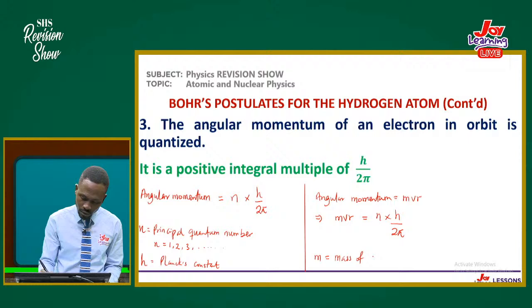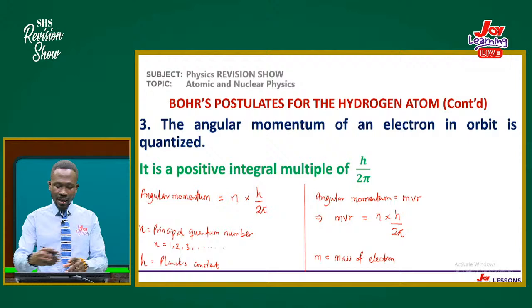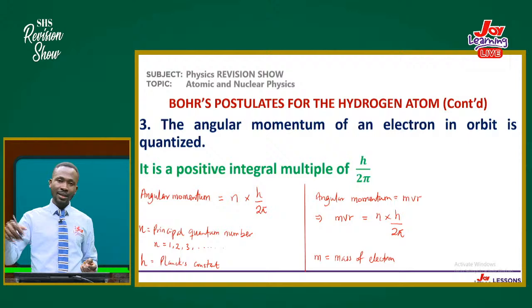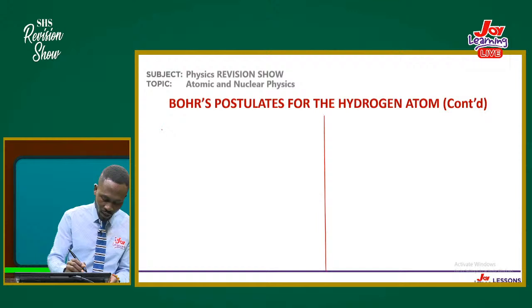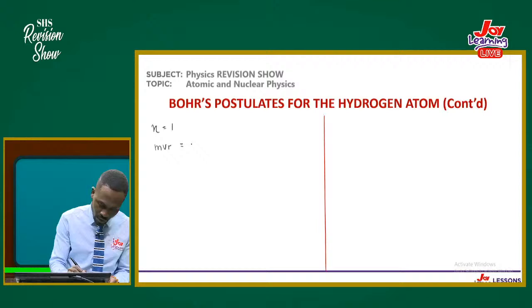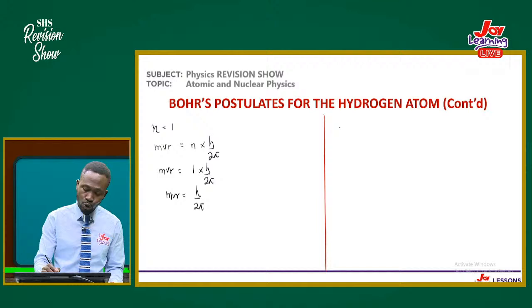So try and see if you get some expressions for angular momentum depending on the orbit in which the electron is found. So for the first stationary state, or for orbit n equals 1, so when n is equal to 1, then you have mvr is equal to n times h on 2 pi. So mvr will give us 1 times h on 2 pi, which is the same as mvr equals h on 2 pi. That's what we mean. So in case you have n equals 2, then you're going to get mvr equals n times h on 2 pi.